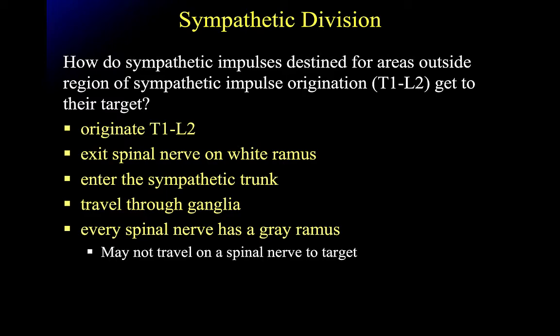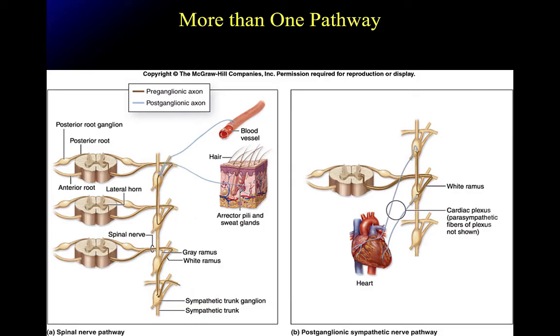But those are the possibilities that we have. So let's take a look at some of these pathways and imagine how we would get to various locations. You can see here for this first spinal nerve pathway where we exit that lateral horn, go out that anterior root, get on the spinal nerve, hop off on the white ramus communicans. We can synapse or not synapse within this ganglion.